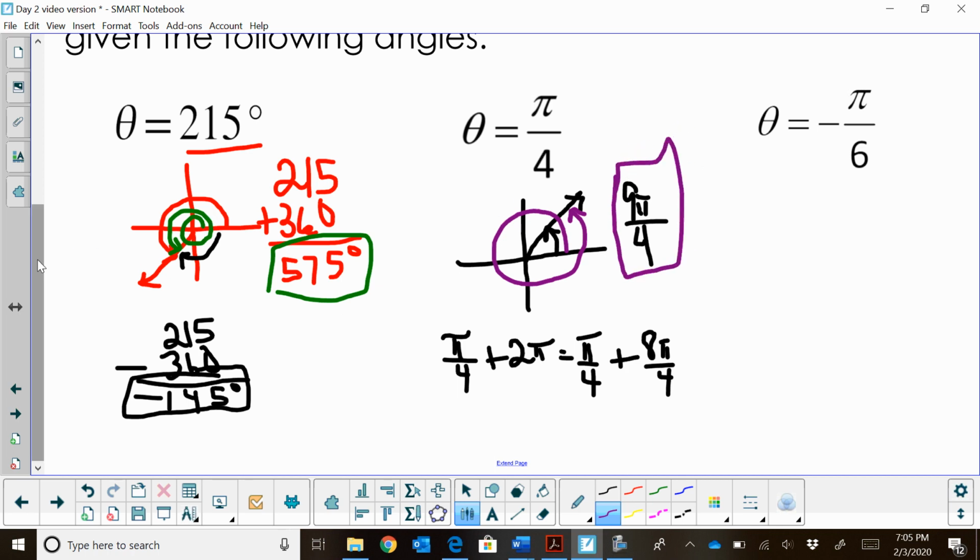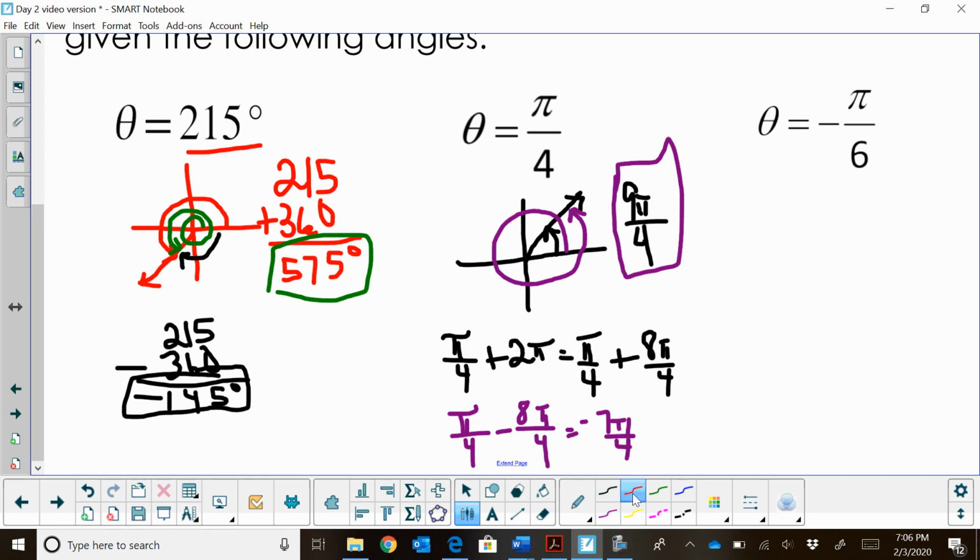Okay, and now let's find a negative coterminal angle. So I'm going to take pi fourths, and this time I'm going to subtract 2 pi in the form of 8 pi fourths. And when I subtract those, I get negative 7 pi fourths. And I'm going to draw that.